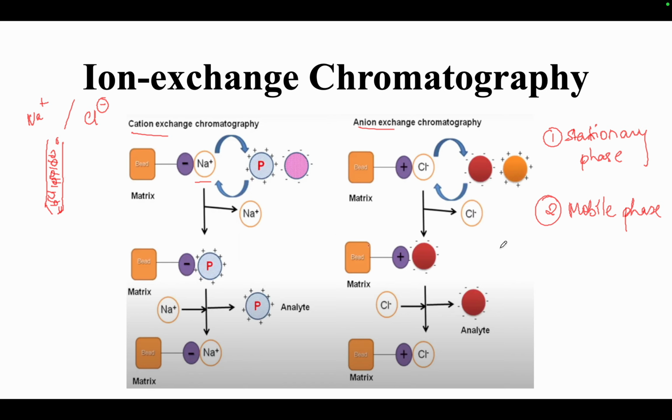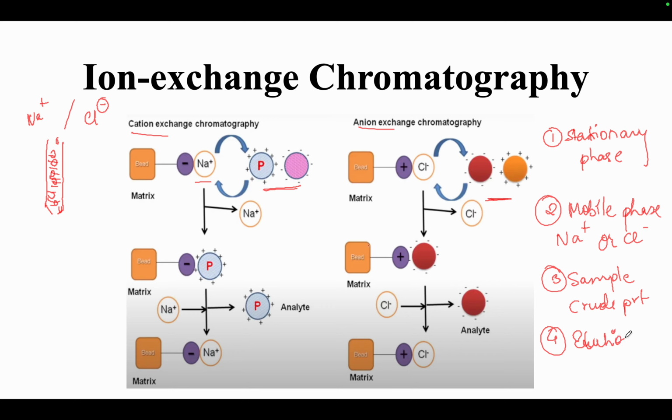Okay, the next step is adding the buffer. It could be either Na+ or Cl-, the mobile phase. The third step is then we'll add sample. Okay, we'll add our crude protein. So we'll add a protein of interest, and it could be either this or this protein, whichever protein we want to purify. And then the last and final step is the elution.